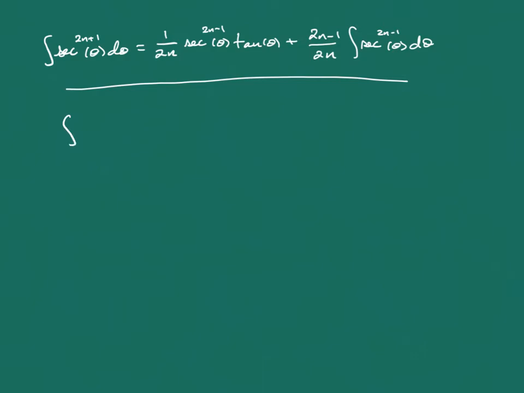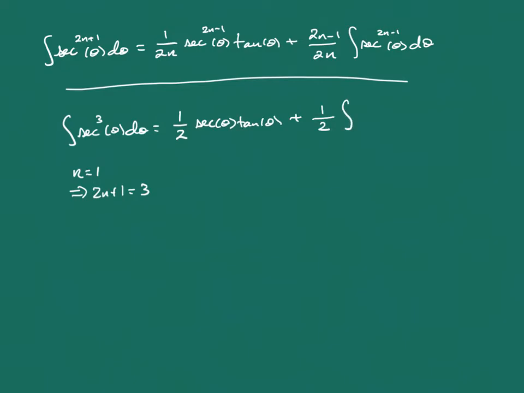So if we've got the integral of secant cubed of theta d theta, then in this case n is going to be 1, so that our 2n plus 1 is going to be 3. If n is 1, then this looks like 1/2 secant of 2n minus 1, so 2 minus 1 is 1, so secant of theta tangent of theta, plus 1 over 2 times the integral of, dropping the power by 2, just the integral of secant of theta.